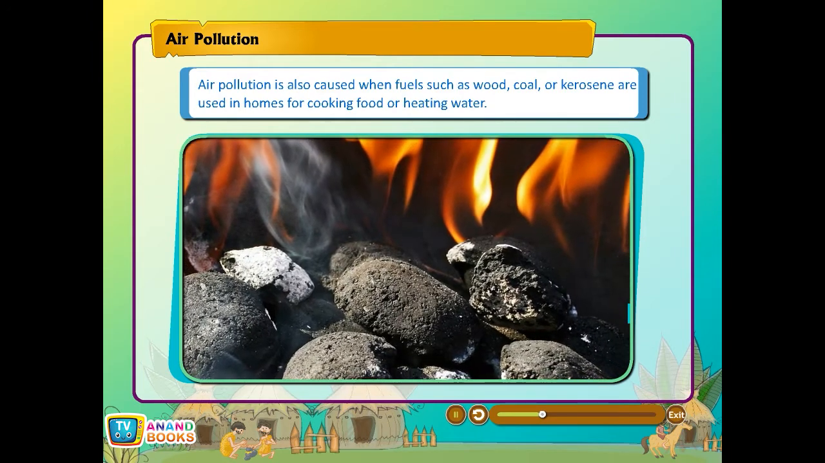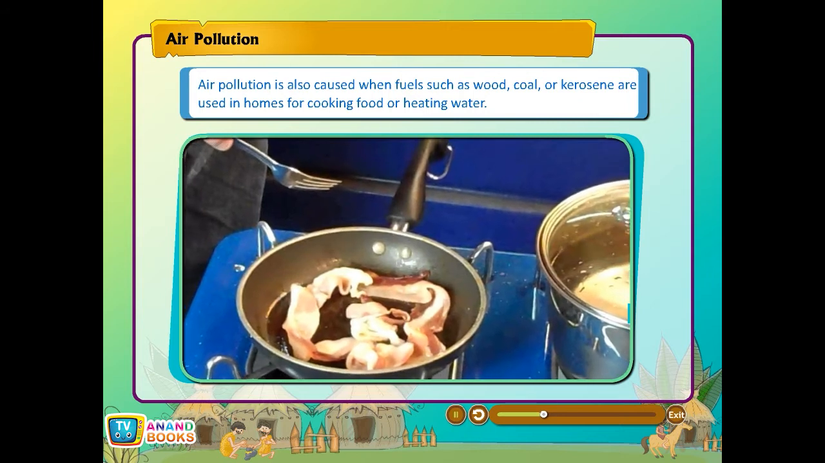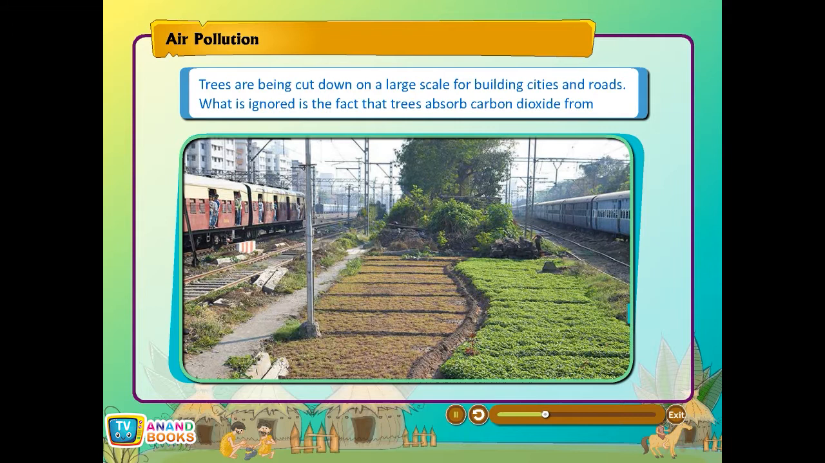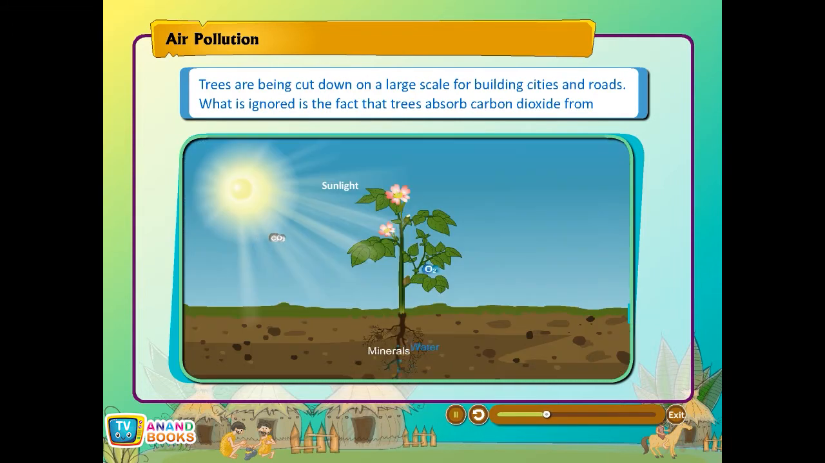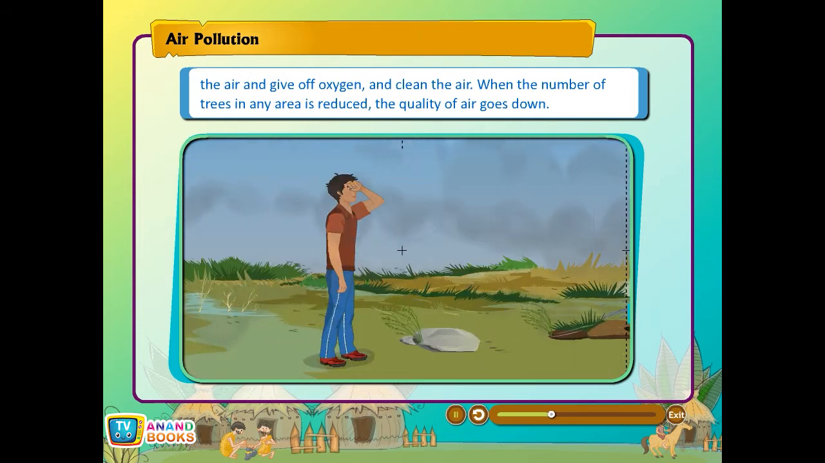Air pollution is also caused when fuels such as wood, coal, or kerosene are used in homes for cooking food or heating water. Trees are being cut down on a large scale for building cities and roads. What is ignored is the fact that trees absorb carbon dioxide from the air and give off oxygen and clean the air. When the number of trees in any area is reduced, the quality of air goes down.